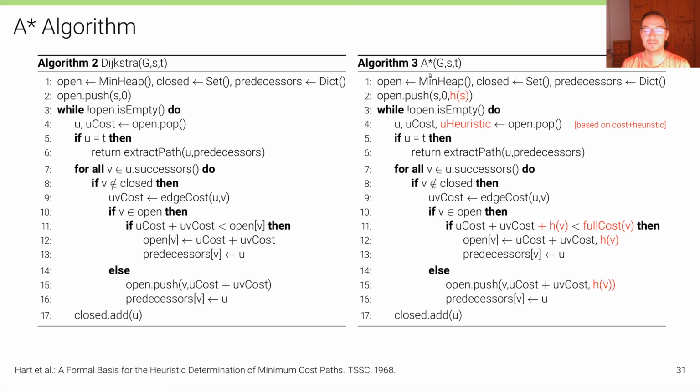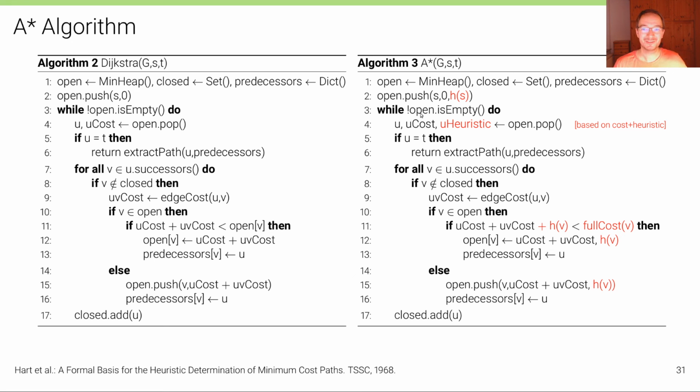So here we have a comparison of the A-star algorithm and Dijkstra's algorithm. You can see that we again have an open min heap, a closed set, and a predecessor dictionary. But in this case, we're adding not just a tuple, like a pair, to the open min heap, but a triple: the source node here in the first step, the cost to the source node, and the heuristic from the source node to the sink, which we call h of s.